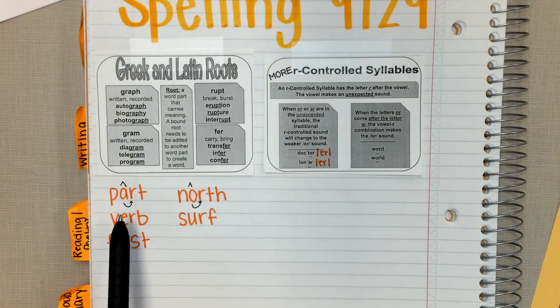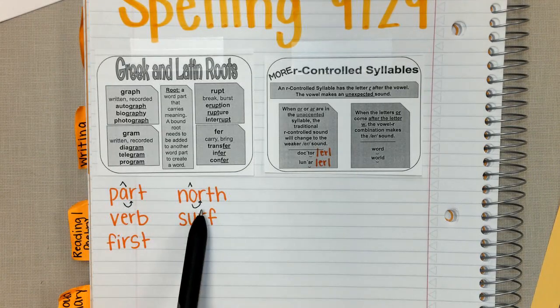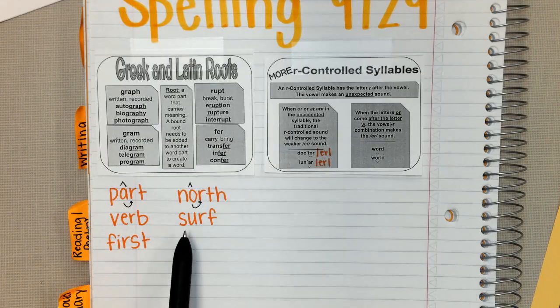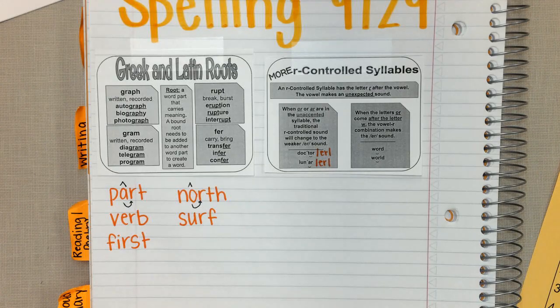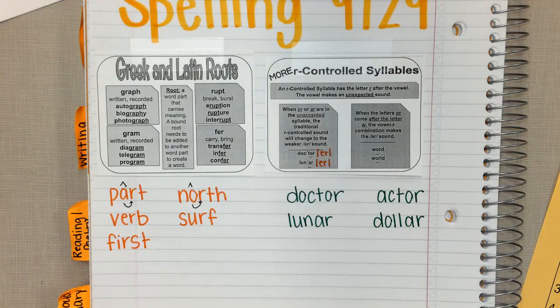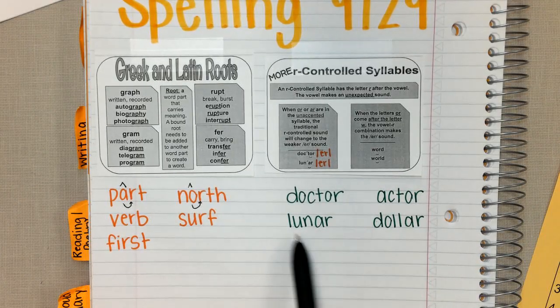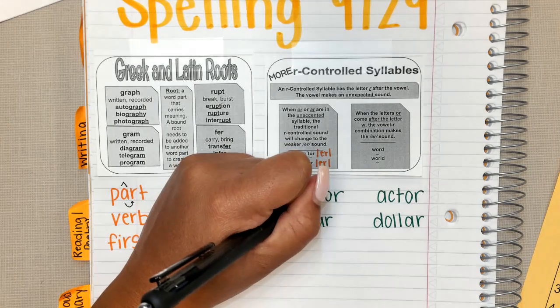So you've got part, north, verb, surf, and first. You're hearing the ER. These words are all two-syllable words. So we're going to divide the words into two syllables.